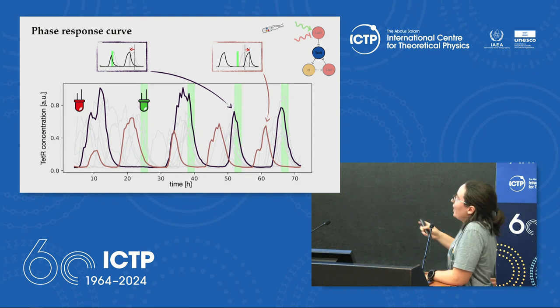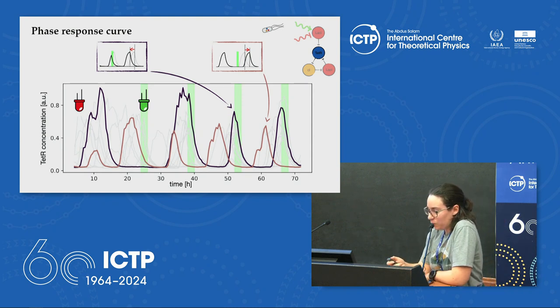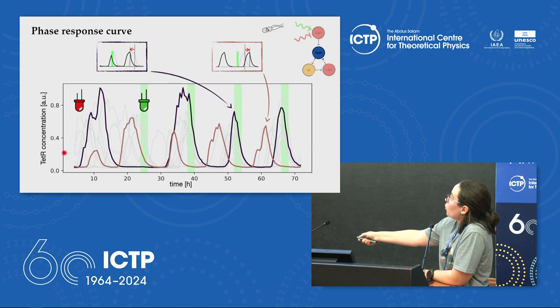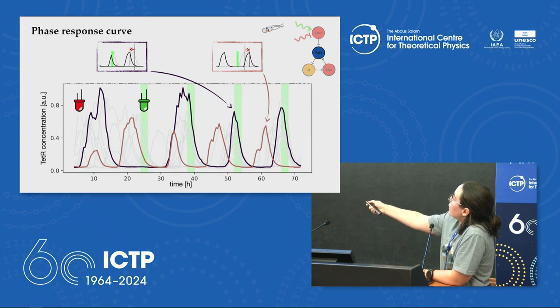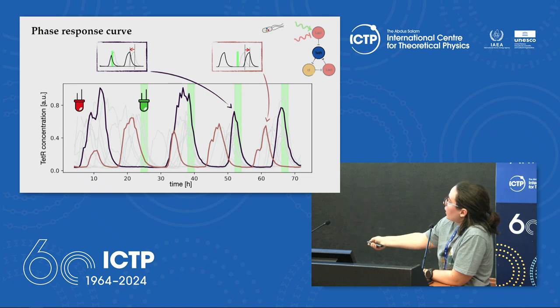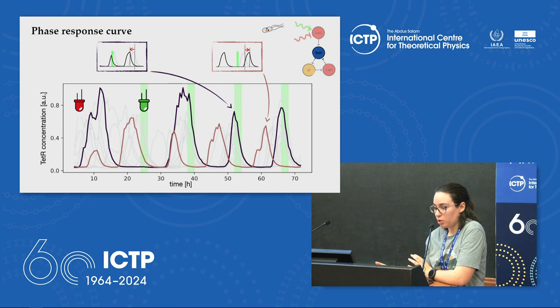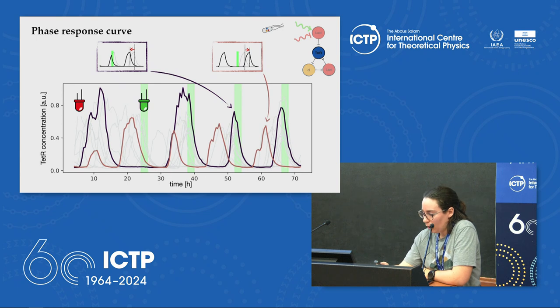For example, the dark oscillator, which was slow, is getting anticipated every time by receiving the inputs on the peaks of gene expression, while the fast oscillator is getting delayed every time by receiving the inputs on the valleys of gene expression. And both of these mechanisms are contributing to keep the population synchronized over time.